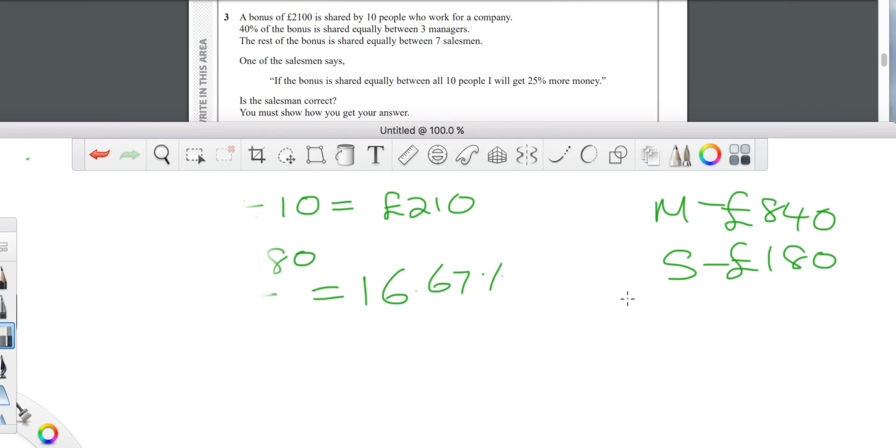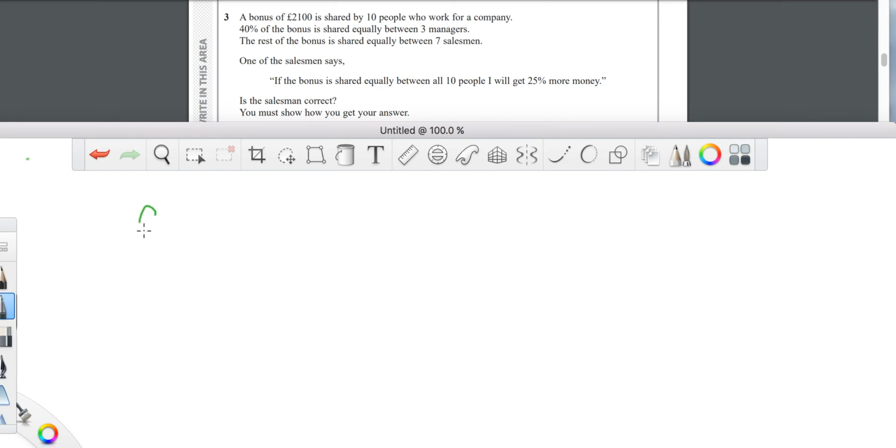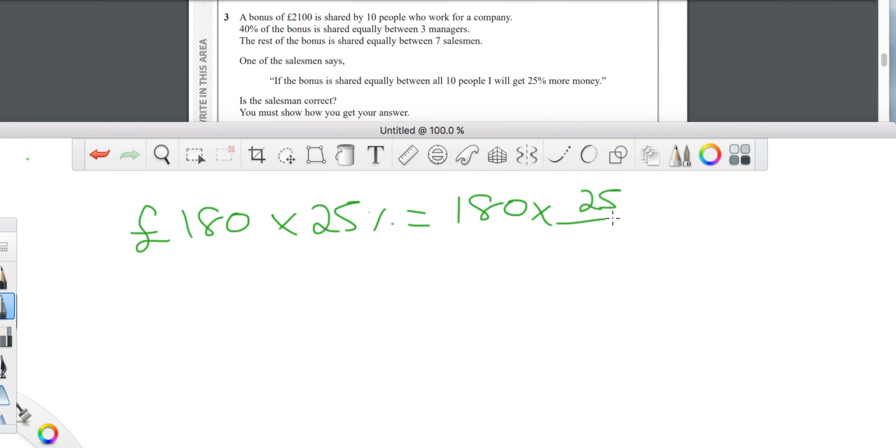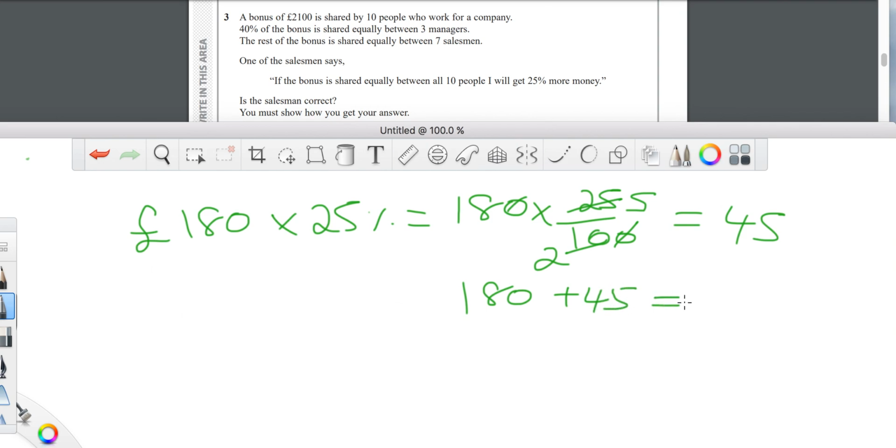Now I want to show you how much it would actually be if the salesman got 25% more. So we want 180 times it by 25%, which equals 180 times 25 over 100, which if we cancel out, and then we can cancel this out as well, equals 45. So 180 plus 45 equals 225.